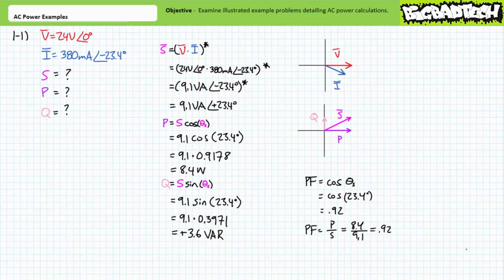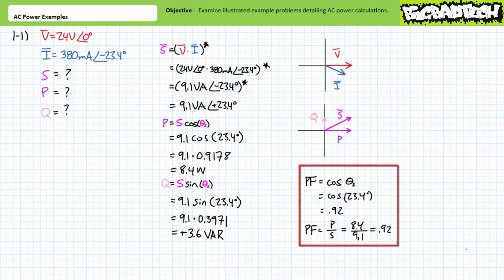Note, if one was to express apparent power magnitude only, one would simply say 9.1 volt amperes and leave off the angle. The angle is often indirectly packaged as power factor, where power factor is the cosine of the apparent power angle. In this case, power factor is equal to 0.92 expressed to the hundredths place. Power factor is additionally the ratio of real over apparent power, which yields the same value.